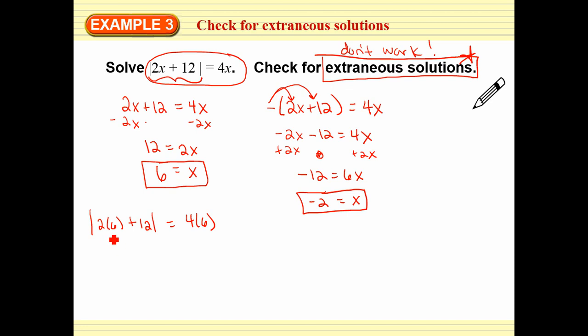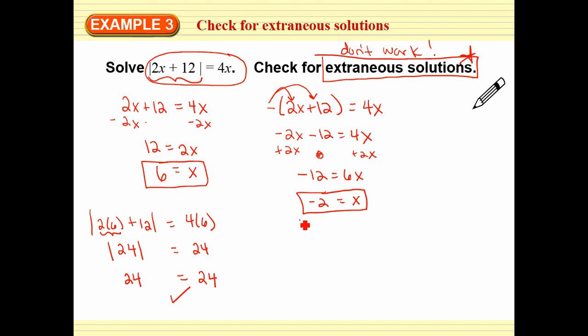So if I plug the 6 in, let's go ahead and calculate here. 2 times 6 is 12, plus 12 more makes 24. This side is the absolute value of 24. What is the absolute value of 24? 24. Now if I go to the other side, 4 times 6 is 24. If I drop that value down, do I get something that makes sense? 24 equals 24? Yes, it checks.